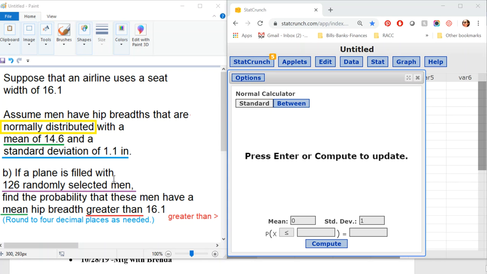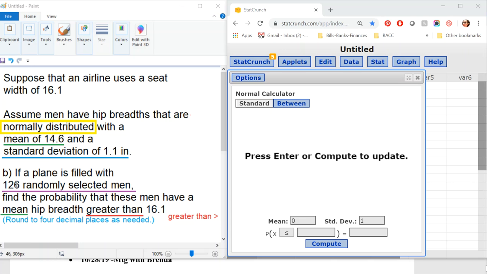In this problem, we suppose that an airline uses a seat width of 16.1 inches. We assume that men have hip breadths that are normally distributed with a mean of 14.6 inches and a standard deviation of 1.1 inch. It's important to notice that we're working with a normal distribution that has a population mean of 14.6 and a population standard deviation of 1.1 inches.